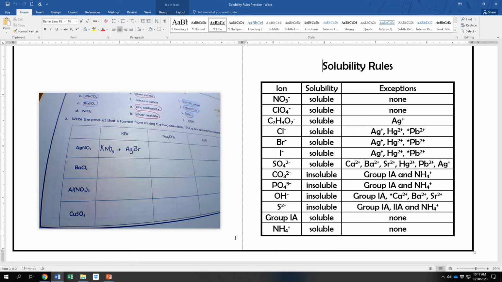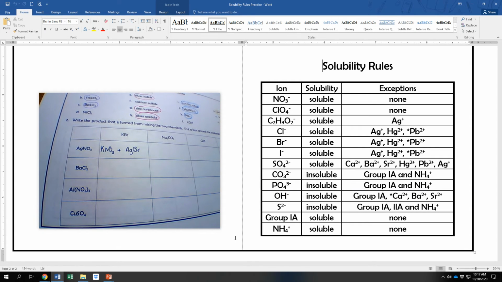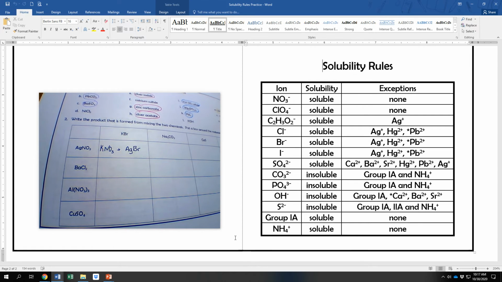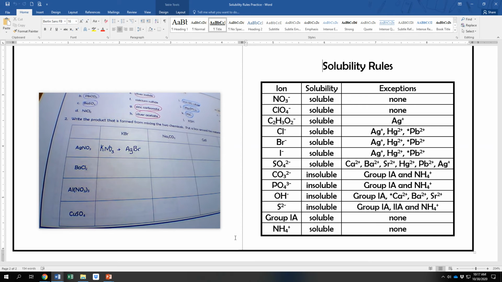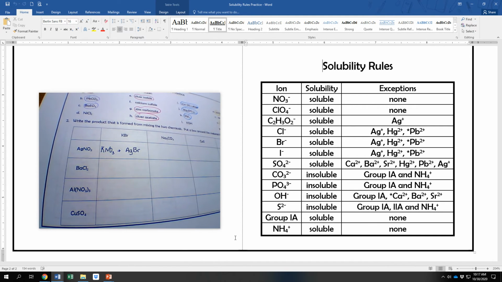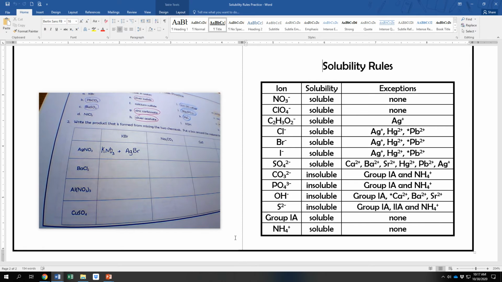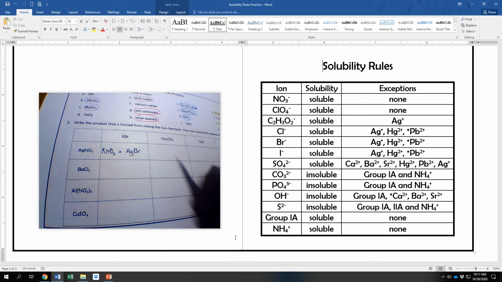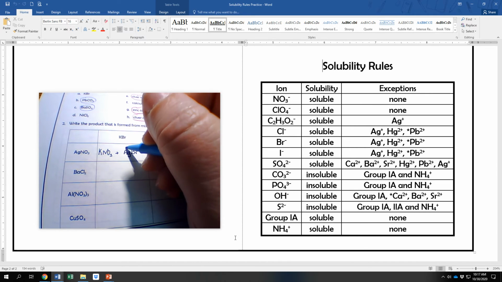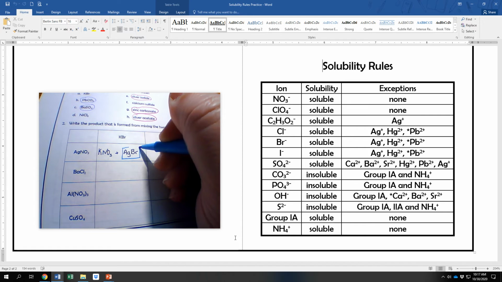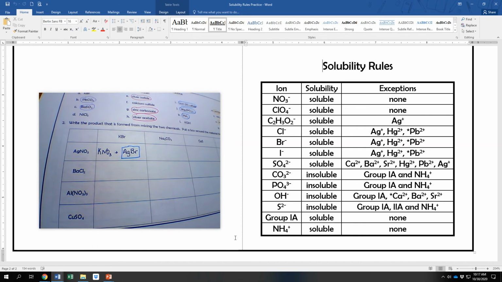So we look at our solubility rules. We see anything that is attached to group 1 is soluble. Anything attached to NO3 is soluble. AgBr, well, Br is soluble unless it's got silver attached. So we're going to box off this guy. So we would see a solid precipitate there.